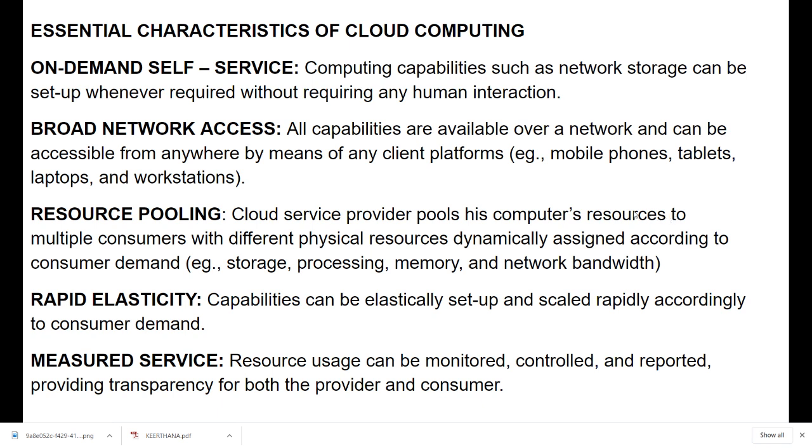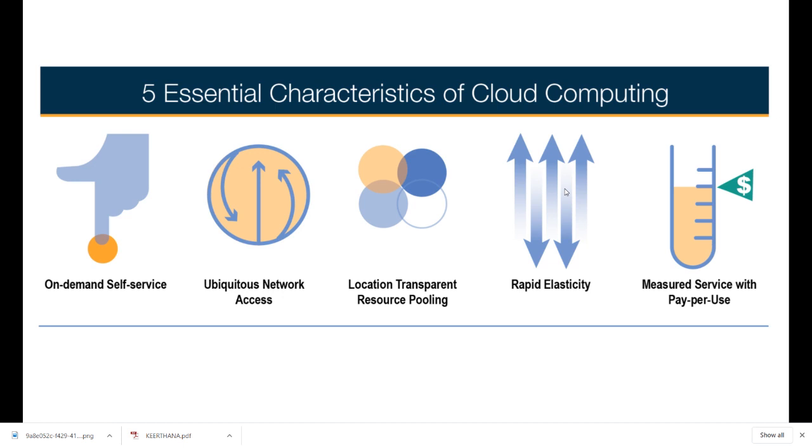So these are the five important characteristics of cloud computing. So thank you all.